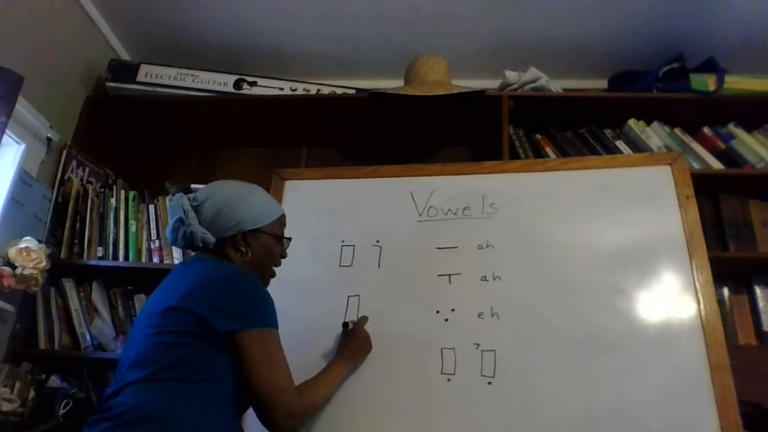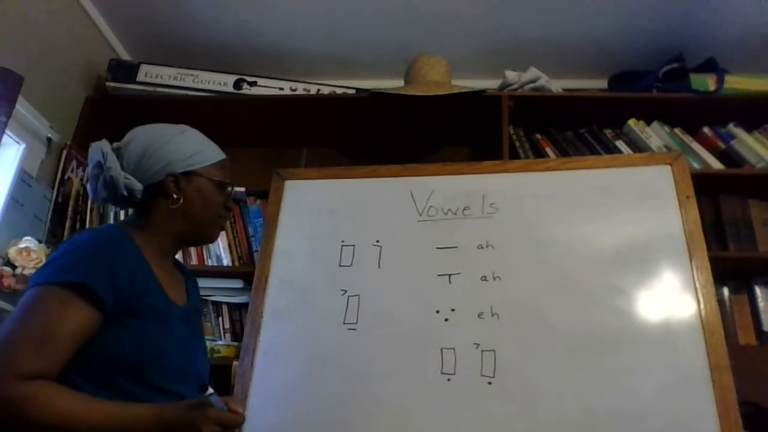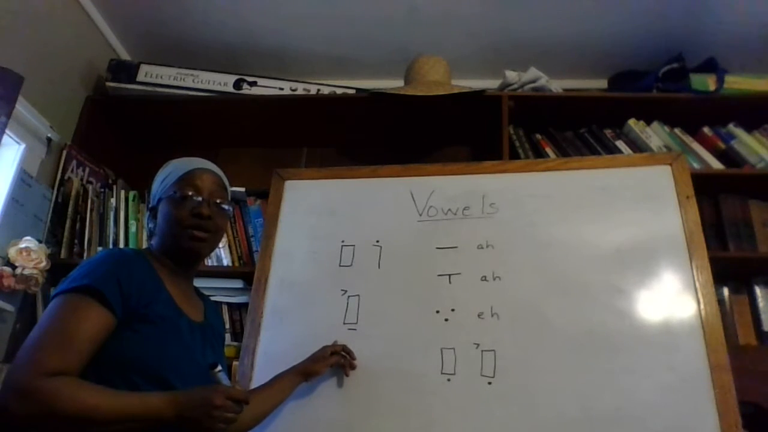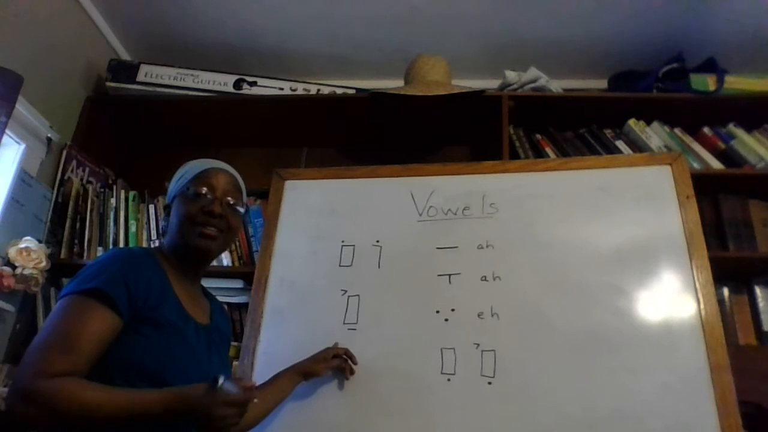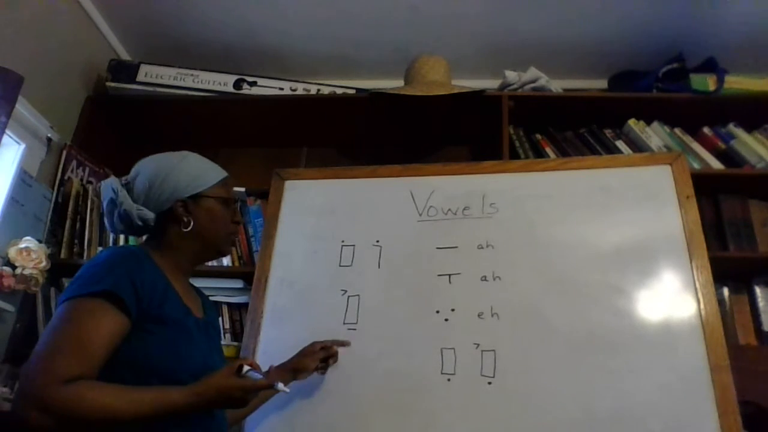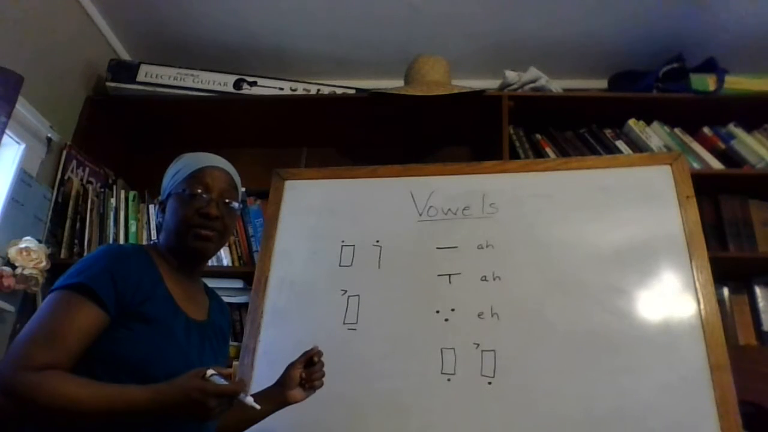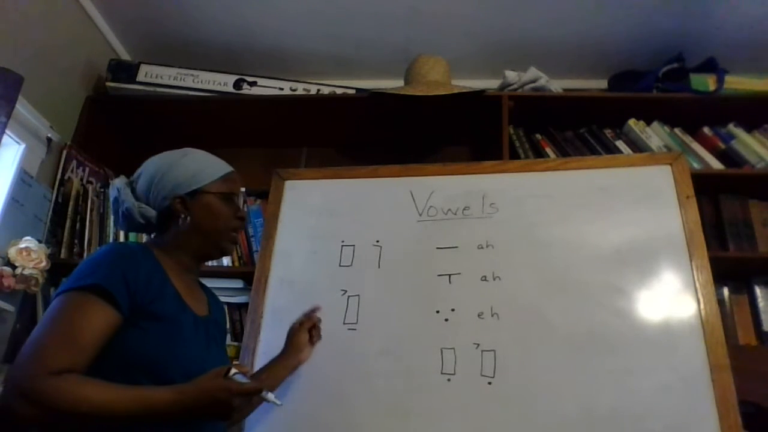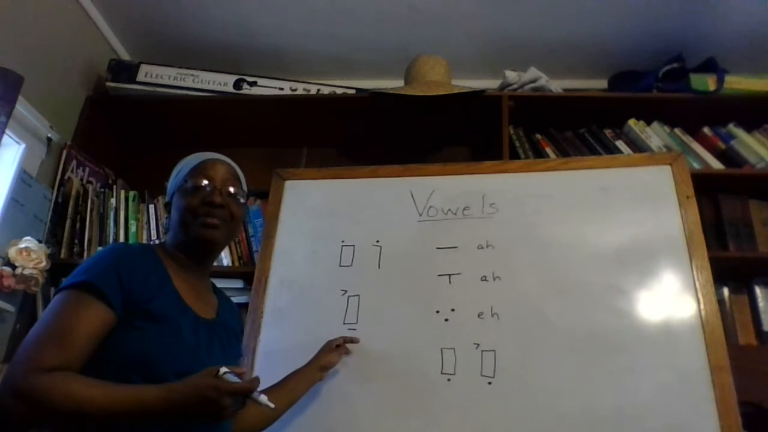So if I have a line with a yod at the top corner, then that makes the eye sound like in tie. If a line is under the letter and a yod is to the side of it, then that vowel makes the eye sound.